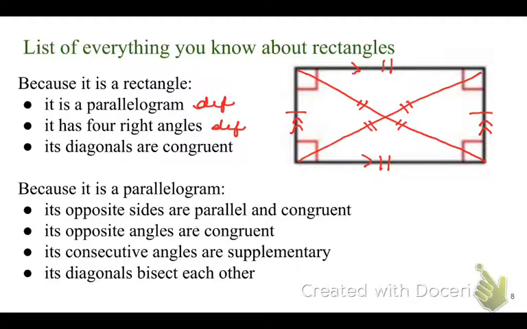Its opposite angles are congruent, and we can see this because they're all 90 degrees. Its consecutive angles are supplementary, so we could add this angle to this angle, and that would be 90 plus 90, and sure enough, that's 180, so they're supplementary. And its diagonals bisect each other, and that's pretty obvious here since these 4 lines are all equal to each other. So you know a lot about rectangles.